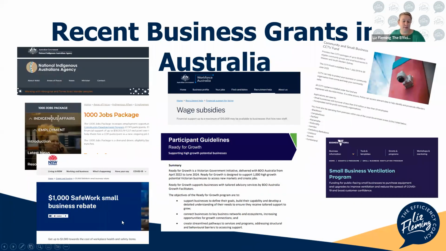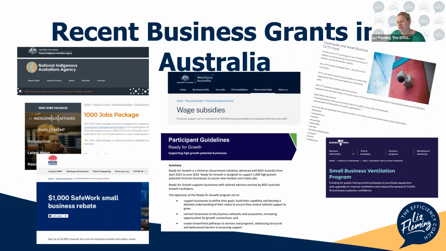And then there's ones at the moment here in Australia for wage subsidies to try and encourage more people into the workforce. There's some here for CCTV for small business, for protection and security. There's been some ventilation ones for air purifiers to improve the air quality and ventilation of offices and workplaces, and Indigenous jobs as well. And this Safe Work Small Business rebate was if you watched a health and safety webinar, you got $1,000 towards your health and safety expenses for the year.